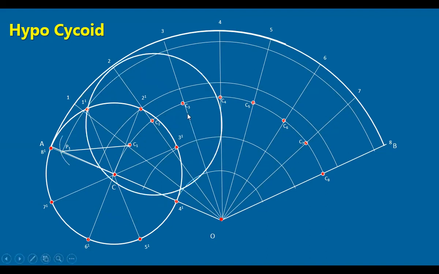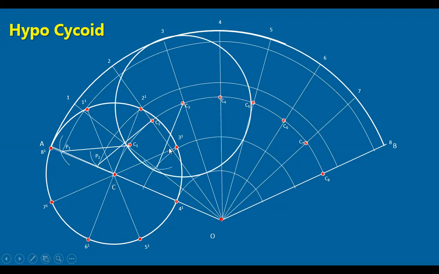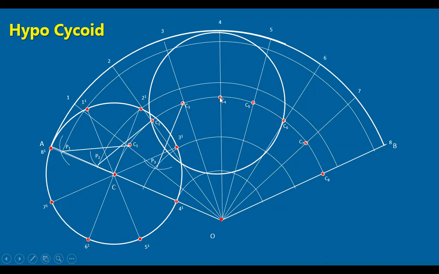Similarly, proceed with the other points. The center moves to C2 position now. With C2 as center, 2 dash now comes in contact with the 2 here. C2 as center with the same radius, you intersect this second arc. Similarly, C3 as center, third arc, the arc passing through the third point. Next, C4 as center, the fourth arc passing through 4. So this point you get.